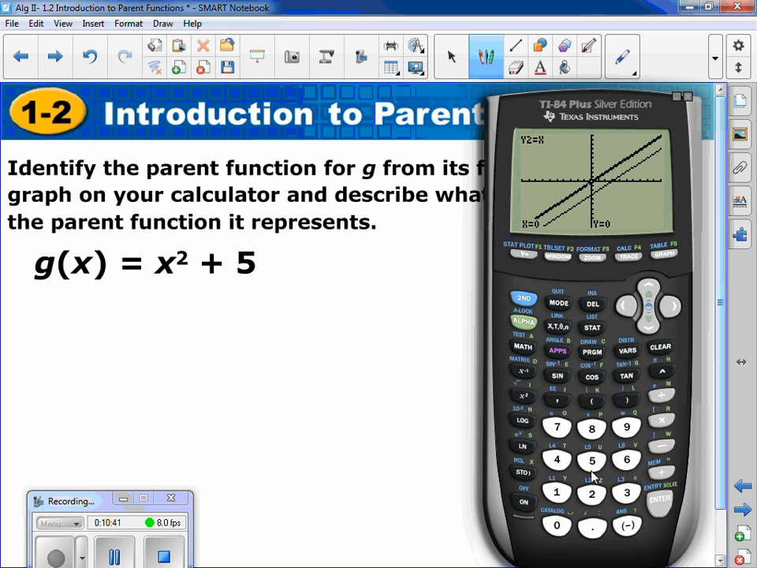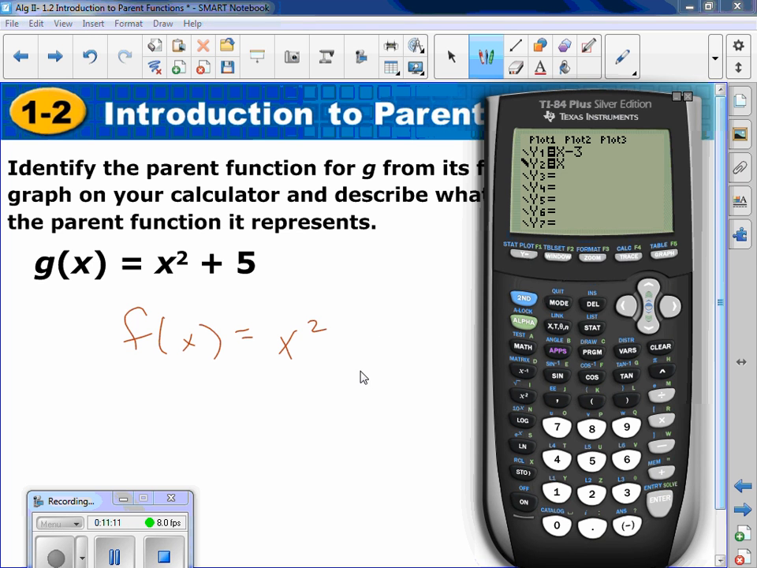Here's this function. I have g of x equals x squared plus 5. What's our parent function for this one? Quadratic, and a quadratic is x squared. So now we're going to put this one in the calculator. Now you can just hit clear to erase it, or you can just delete what you don't need. I want you to type both of those in.